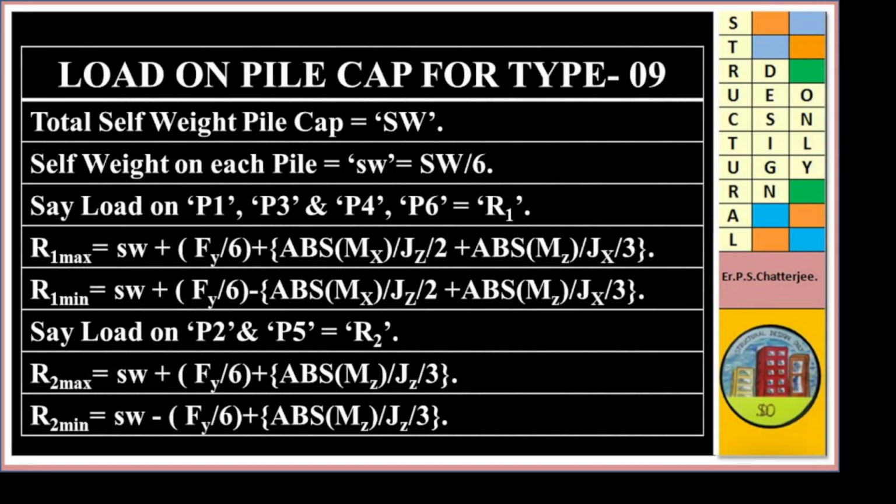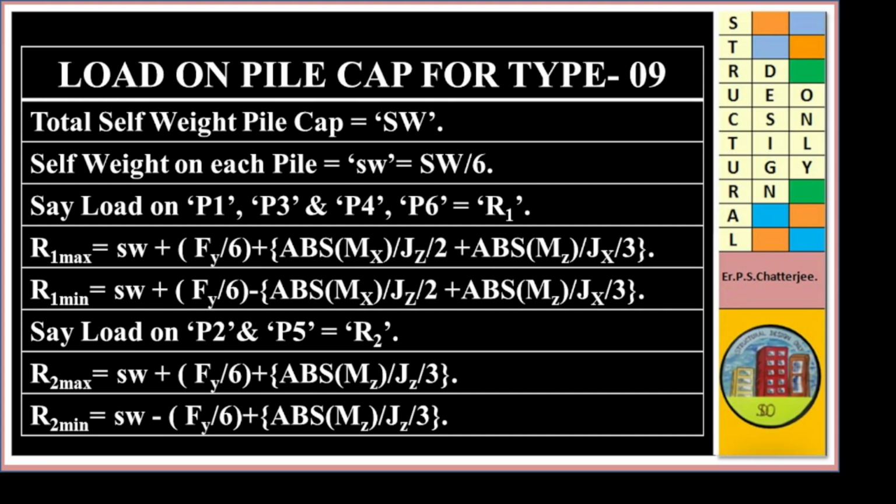Loads on pile cap for type 9. Total self weight of pile cap is equal to capital SW. Self weight on each pile, small sw, is equal to capital SW divided by 6. Say load on P1, P3 and P4, P6 is equal to R1.